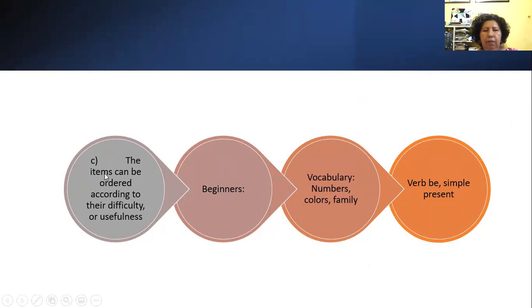And another part in this type of syllabus is that the items can be ordered according to their difficulty or usefulness. For example, if the students are beginners, of course, they cannot learn immediately the simple past or other types of structure. We always start with some elements, like vocabulary, for example, the numbers, the alphabet, the different colors. Then we present some family, and also we can start working with the verb be. And then simple present, and just like that, because it has to be according to the difficulty or usefulness.